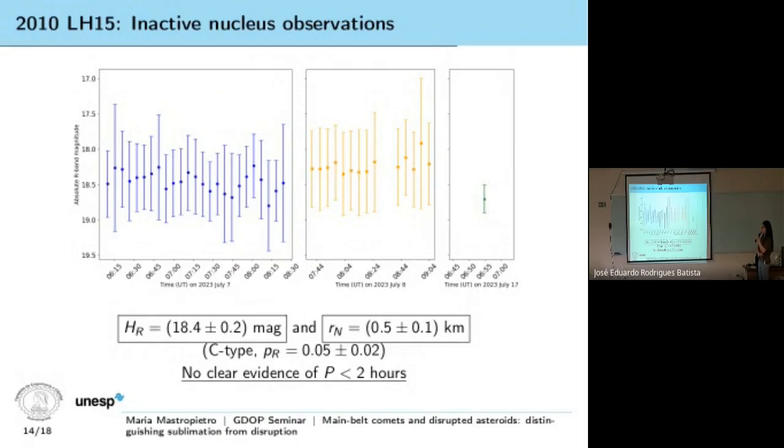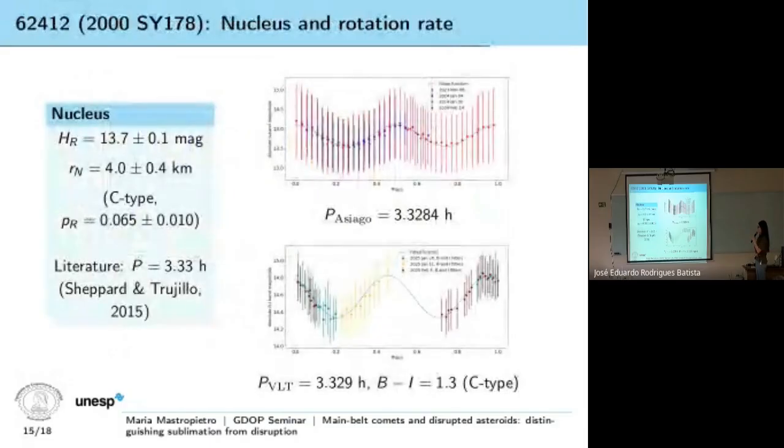And we wanted to analyze its rotational properties. However, the light curve was not that clear, as you can see. So we could just conclude there is no evidence of a period shorter than 2 hours.